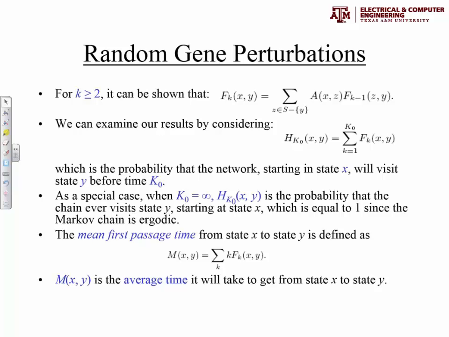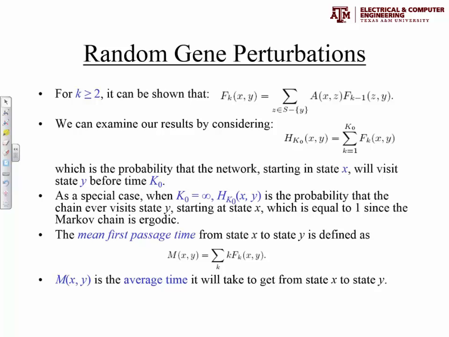That's one approach. The other approach is to work with what are called mean first passage times. We talked about the first passage time, the number of time steps it will take for you to get from x to y for the first time. Now that is a random variable, because here things are evolving in a stochastic fashion. So you will take the mean. k is the value of the first passage time, multiply that by the probability that you will go from x to y in k time steps, and then sum that up.